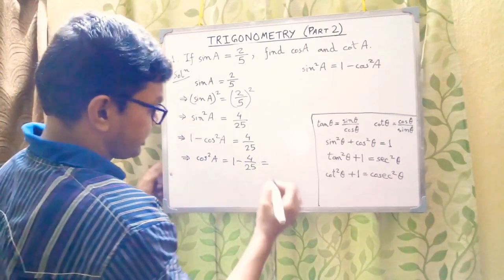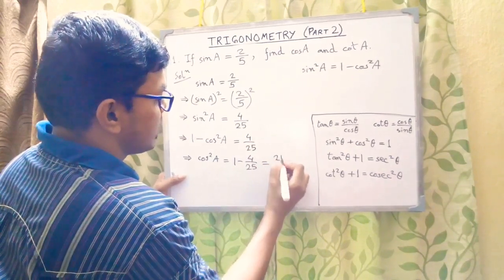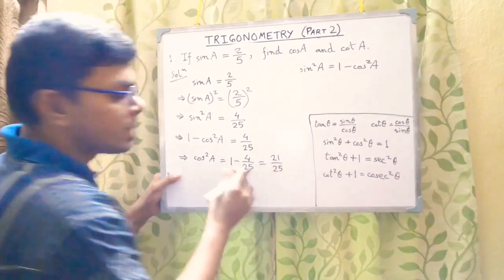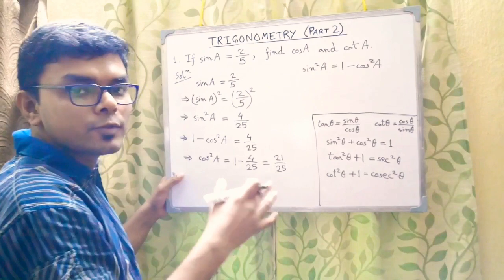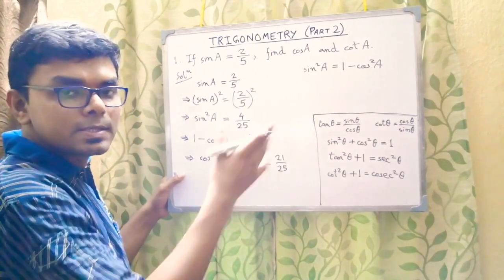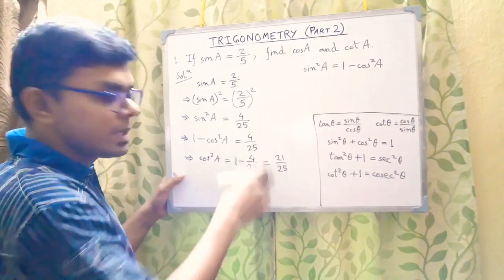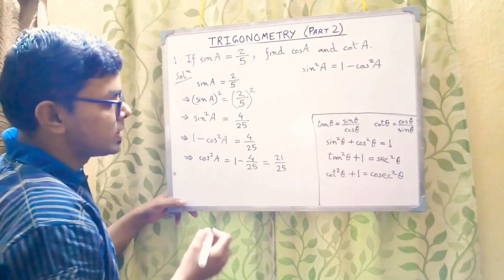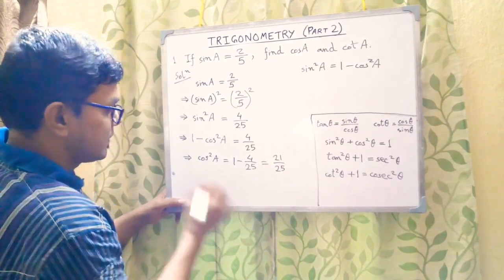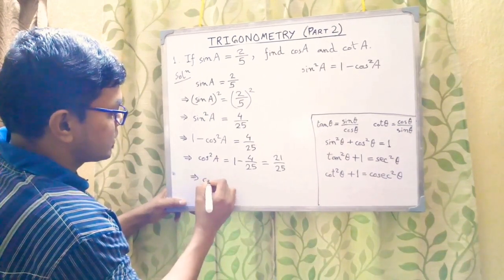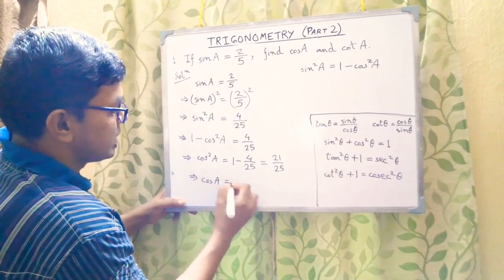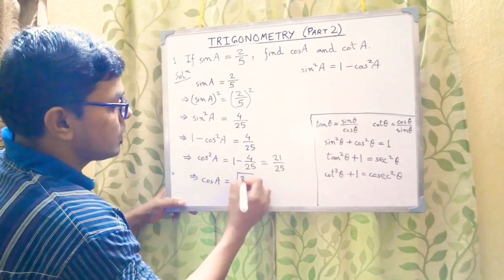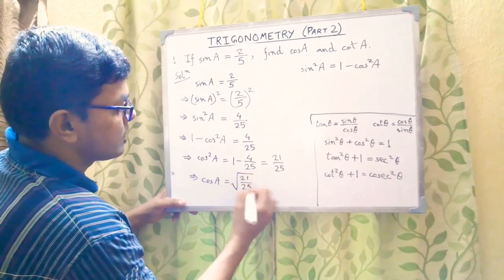That would be 21 by 25. You know, I have done it mentally. If you have troubles in doing it mentally, please use a rough column to do this. This would be 21 by 25. So cos square A equals 21 by 25. That implies cos A equals root over of 21 by 25.